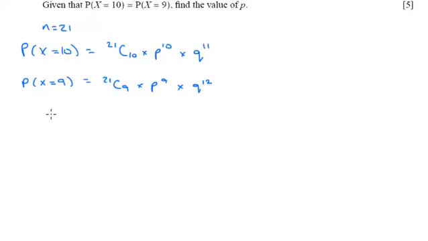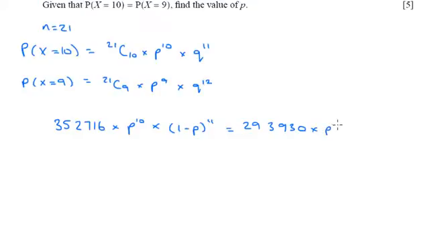21c10 is a big number, but don't worry because it will cancel down loads in a minute. Times p to the power of 10 times 1 minus p, I'll write, to the power of 11 is equal to 21c9, which is 293930 times p to the power of 9 and 1 minus p to the power of 12. So we've got to work out p.